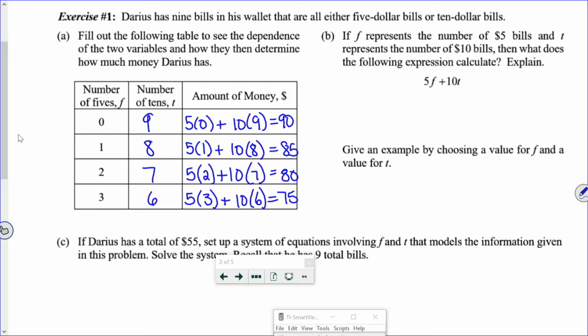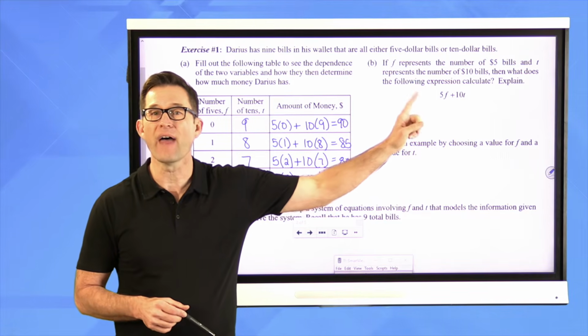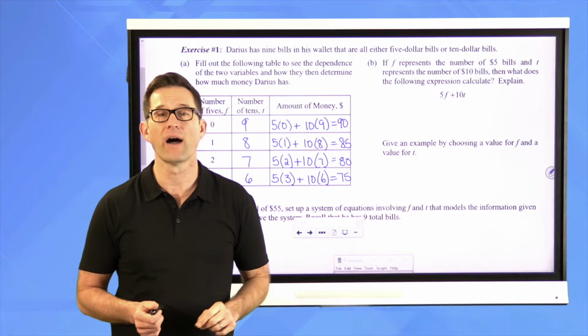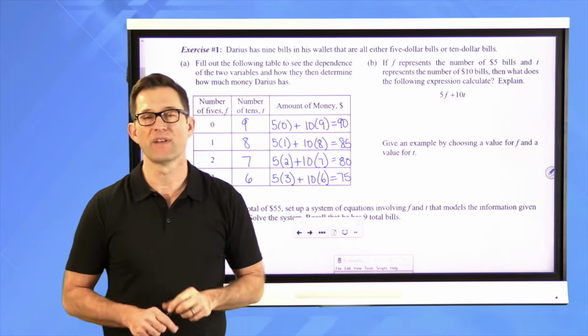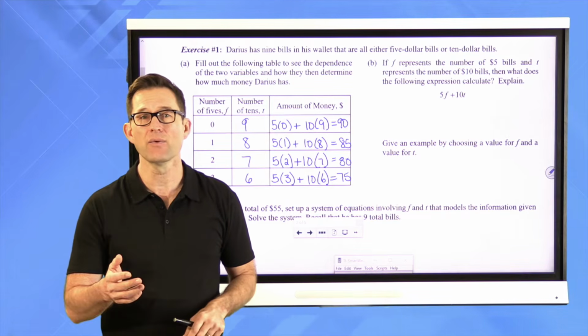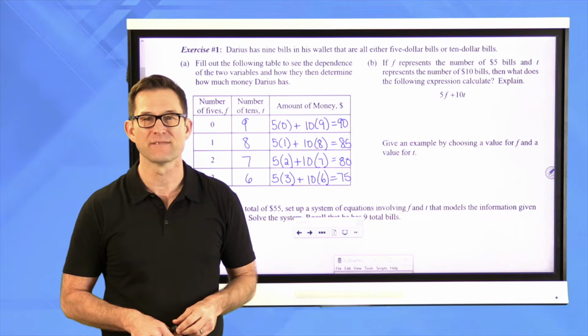If F represents the number of $5 bills and T represents the number of $10 bills, then what does the following expression calculate? Explain. The expression being 5F plus 10T. So think about that for a moment. What does this expression calculate if F is the number of $5 bills he has and T is the number of $10 bills he has? Pause the video now and write down what that expression represents.